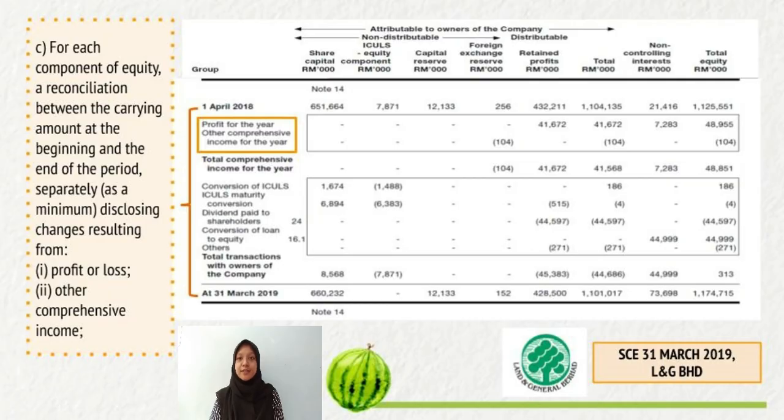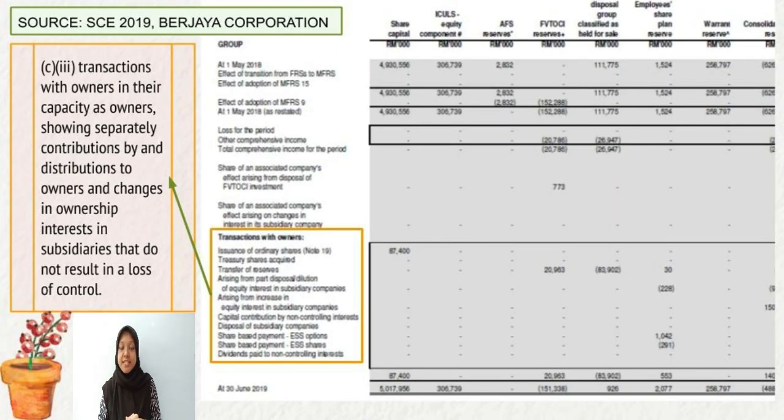Lastly, the statement of changes in equity should disclose changes resulting from number 3, the transactions with owners in their capacity as owners, showing separately contributions by and distributions to owners, and changes in ownership interest in subsidiaries that do not result in a loss of control, such as an issuance of ordinary shares, treasury shares acquired, and so on, in the statement of changes in equity from Berjaya Corporation Berhad, as you can see in an orange box.